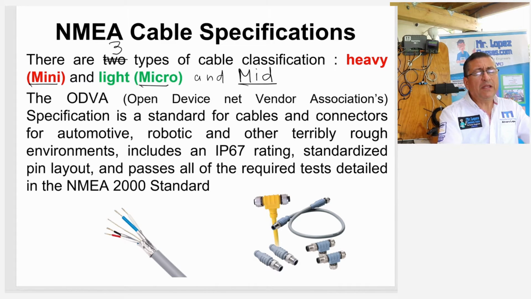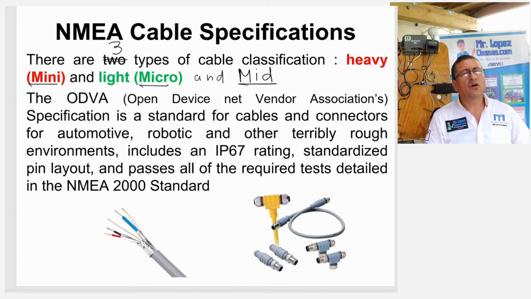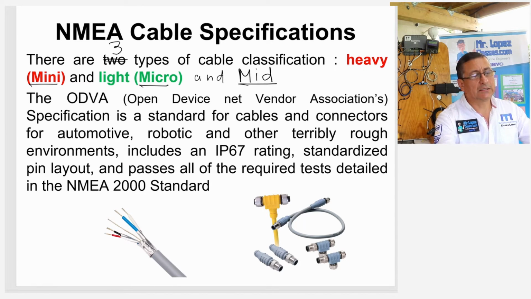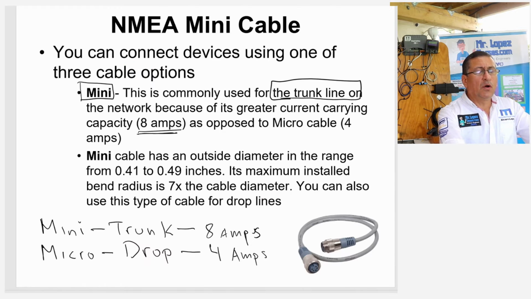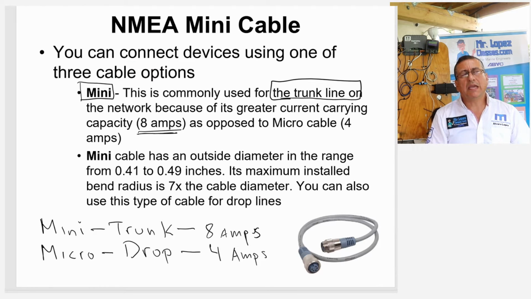The Open DeviceNet Vendor Association, ODVA, is the standard for cables and connectors for automotive, robotic, and special environments, including the IP67 and the NMEA 2000 standards. Okay, NMEA mini cable. We are going to start with mini. After that we talk about the mid cable, and we are going to finish with the micro cables, and we are going to verify where each of those cables is used.